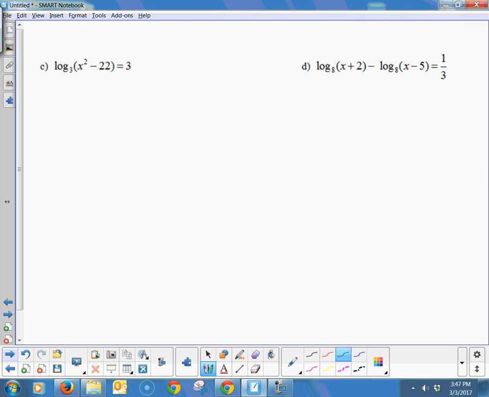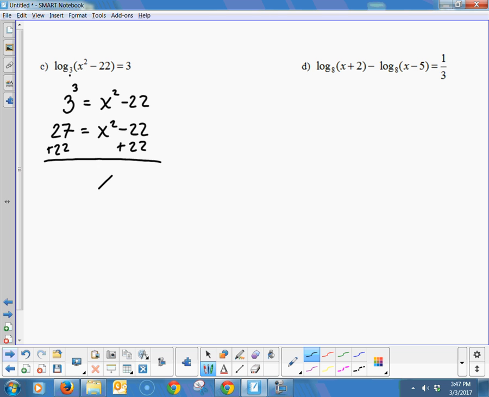Number C. Oh, this is a nice straightforward one. Just rewrite it in exponential form. 2 to the third equals x squared minus 22. That's 27 equals x squared minus 22. I add 22 to each side. I get x squared equals 49. And so x could equal positive or negative 7.